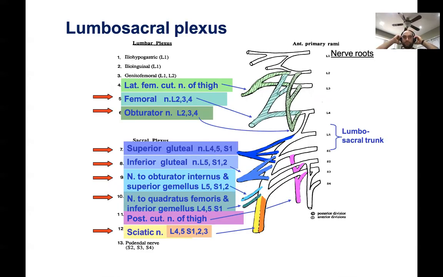Okay, so this is the scary slide I was talking about, guys. A lot of nerves, a lot of writing. This is the lower body's version of the brachial plexus. We call it the lumbosacral plexus because these nerves originate from the lumbar spine as well as the sacral spine. Okay? Very busy slide. I don't want you guys to worry about it too much.